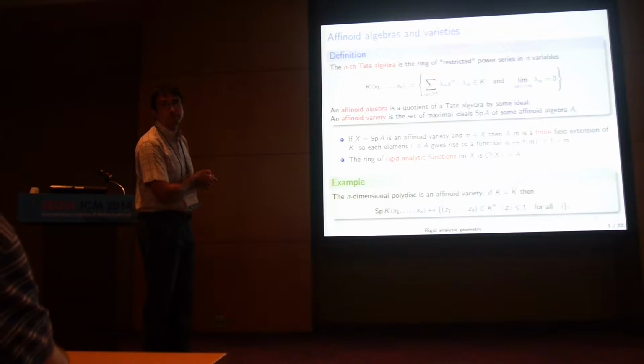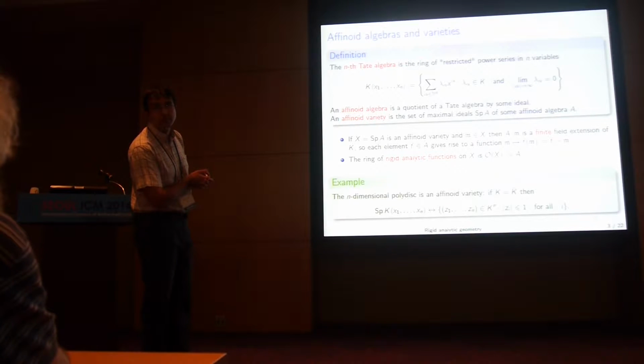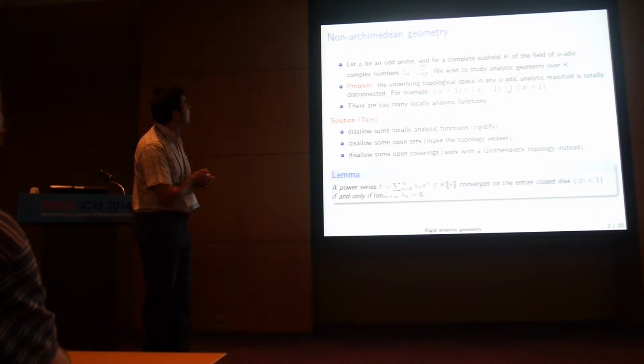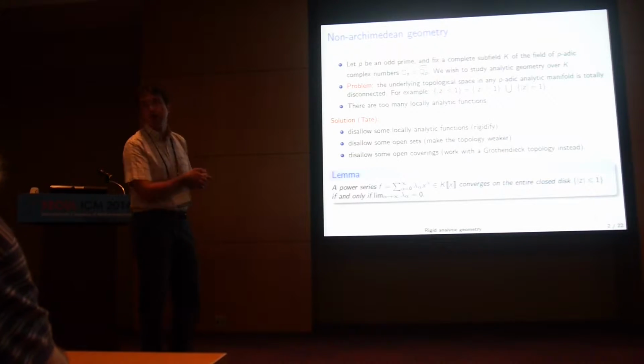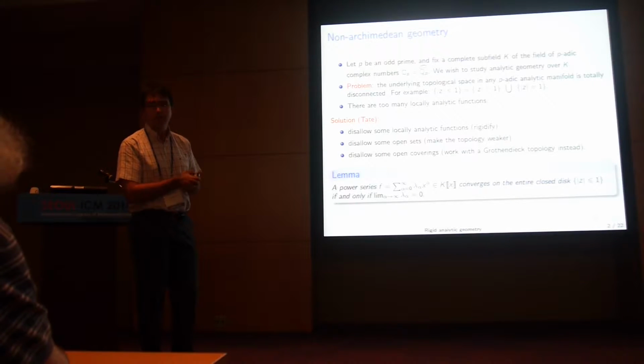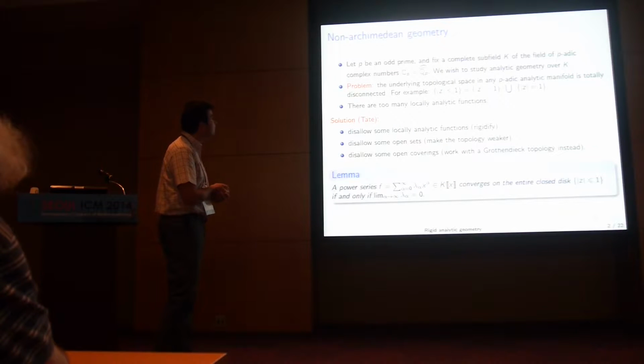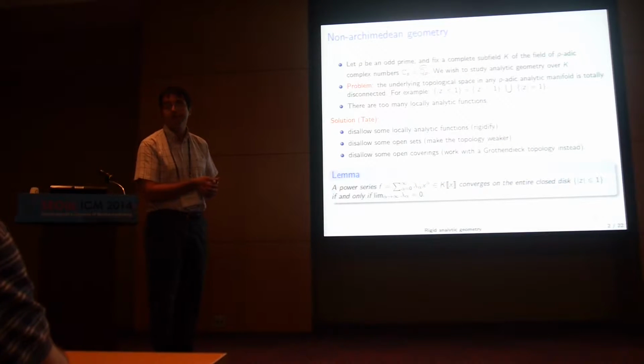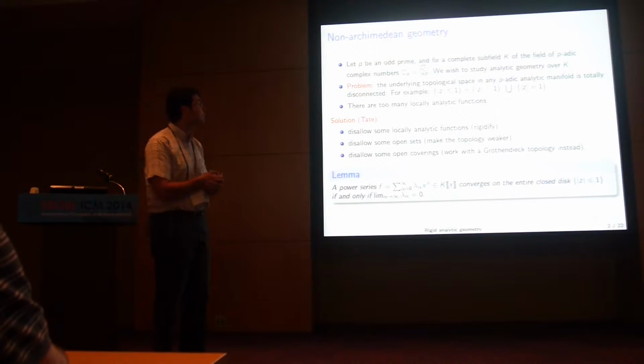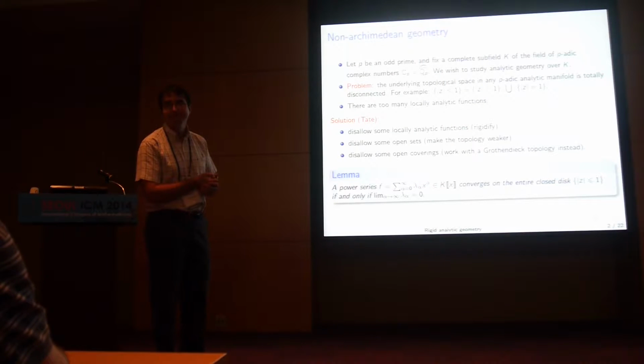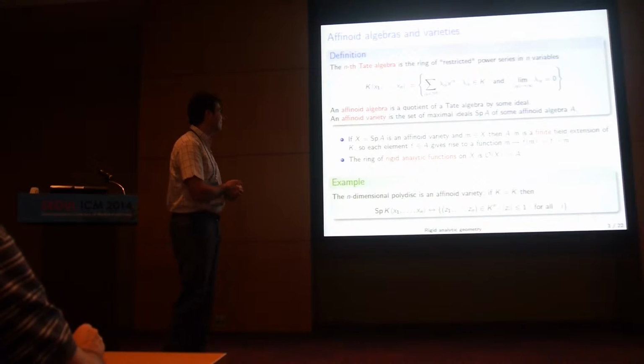So your K, can you remind what kind of field your K is? K is a complete subfield of the field of complex numbers. So it could be discretely valued. I'm not going to be too fussy about that. Some non-Archimedean field. So this is all non-Archimedean. Basically, no restriction.